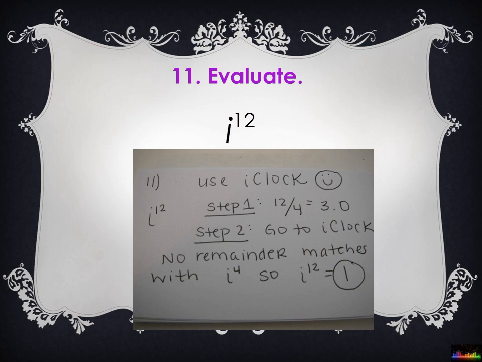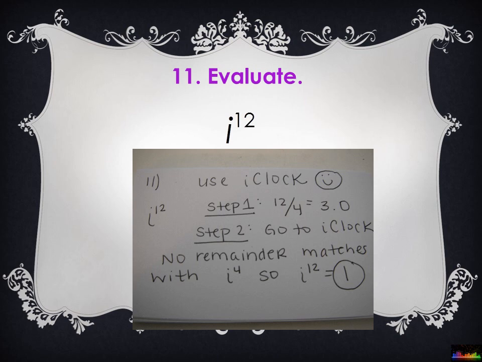This asks us to evaluate i to the 12th. There are only 4 properties for imaginary numbers. i to the first, which just equals i; i to the second, which is equal to -1; i to the third, which is equal to i times -1, so it is -i; and i to the fourth, which is equal to i squared times i squared, which is 1.